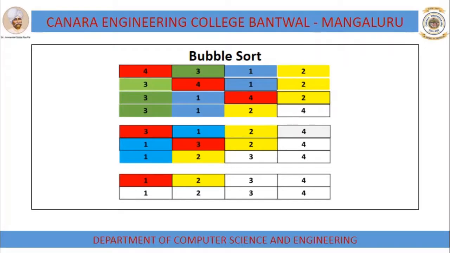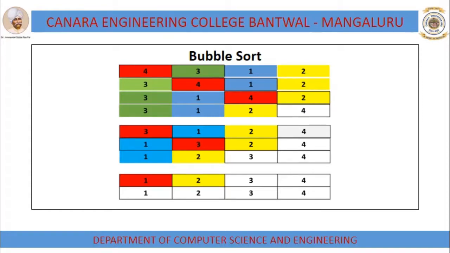Now we'll see the bubble sort algorithm. The bubble sort algorithm sorts the elements of the array in ascending order. Now we scan the array elements from left to right, and if the elements are not in ascending order, then we swap them to sort them in ascending order.